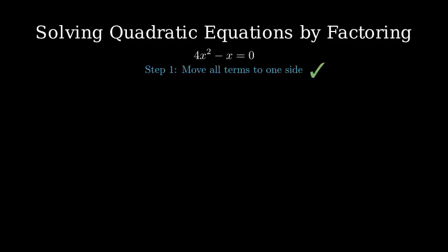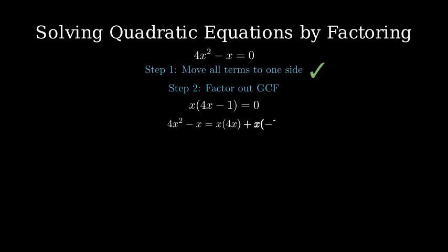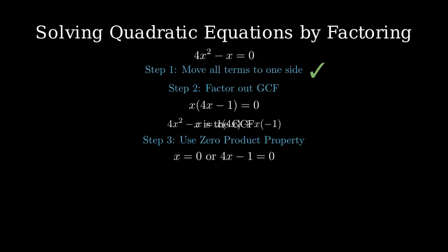Next, we want to factor out the greatest common factor of all terms. Looking at our terms for x squared and negative x, we can factor out x. This gives us x times 4x minus 1 equals 0. Now we can use the zero product property. This property states that if the product of factors equals 0, then one of the factors must equal 0.